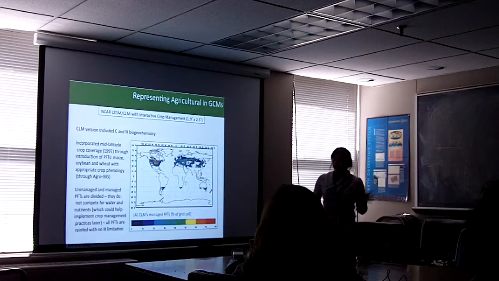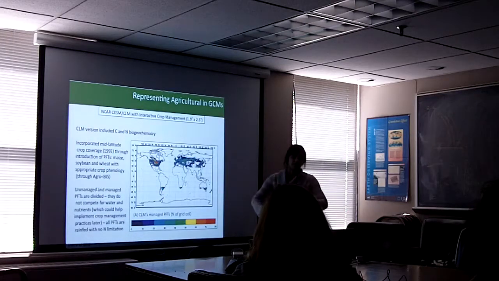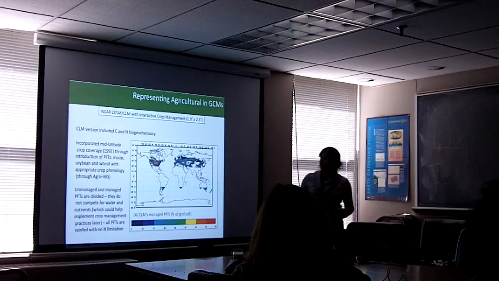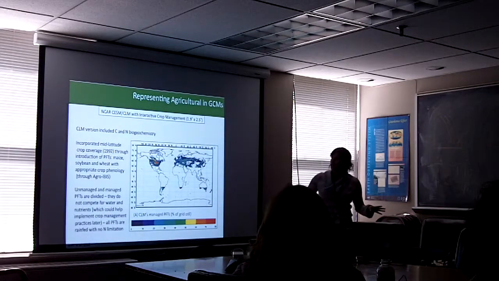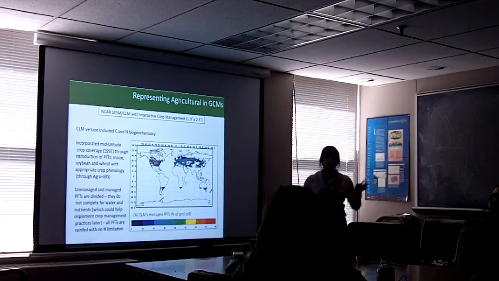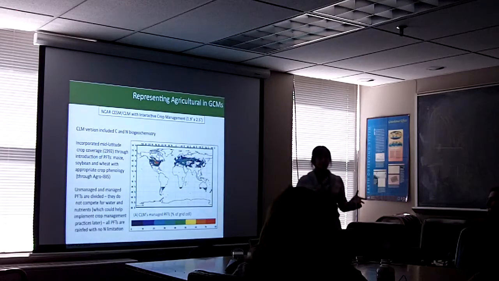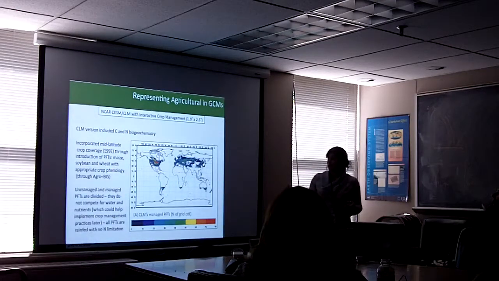So what they did, whereas groundnut was a tropical crop mostly, right, tropical, subtropical, they looked at the mid-latitude crop coverage in 1992, and they decided to introduce 3 PFTs: maize, soybean, and wheat, or a temperate cereal that they've decided to generalize as wheat. And they included it with appropriate crop phenology. And so this is the cropping pattern that you'll see that they employed at the mid-latitude level.